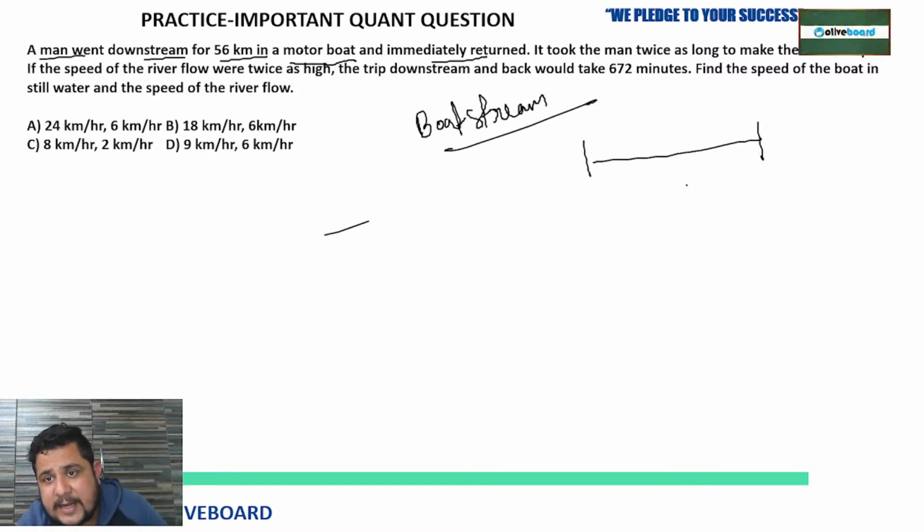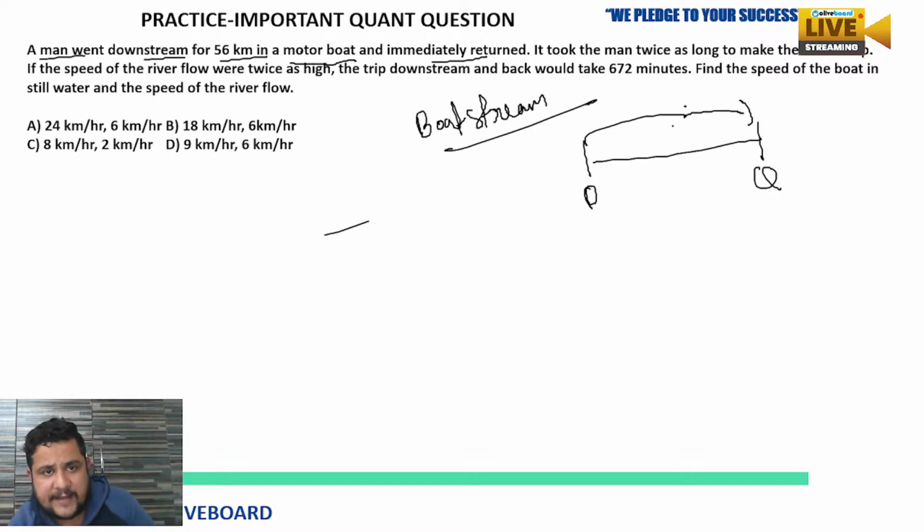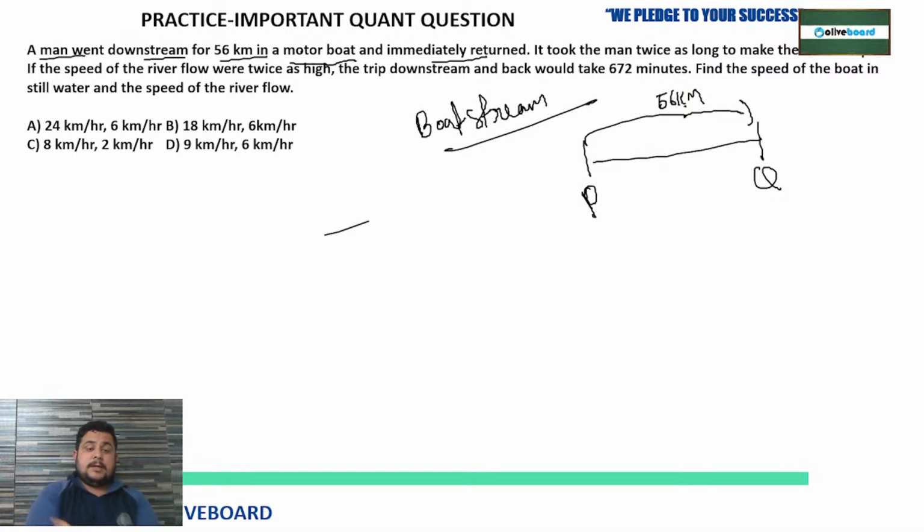So we can say that we have two points, P and Q. A man started, so he is moving downstream and reaching point Q. And the distance is 56 kilometers. This is what is given to us. So till now, is there any issue? Tell me fast.